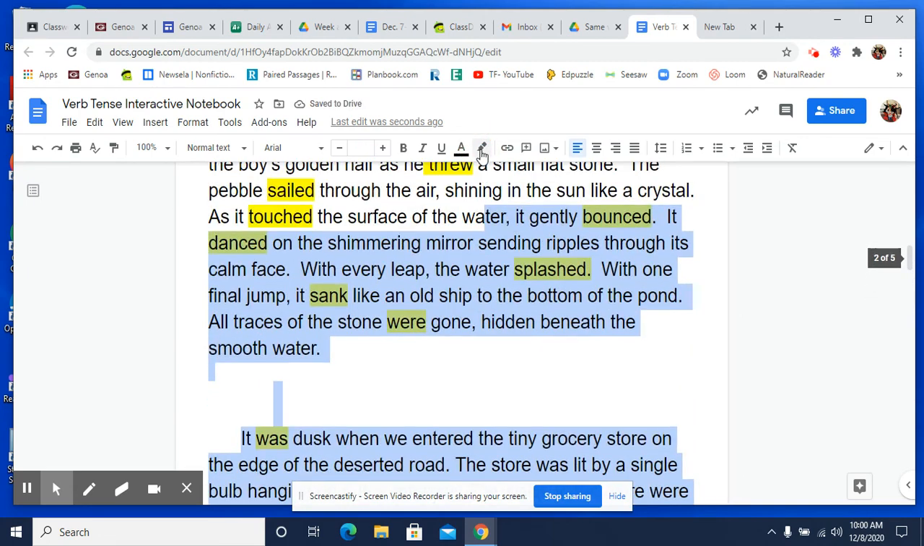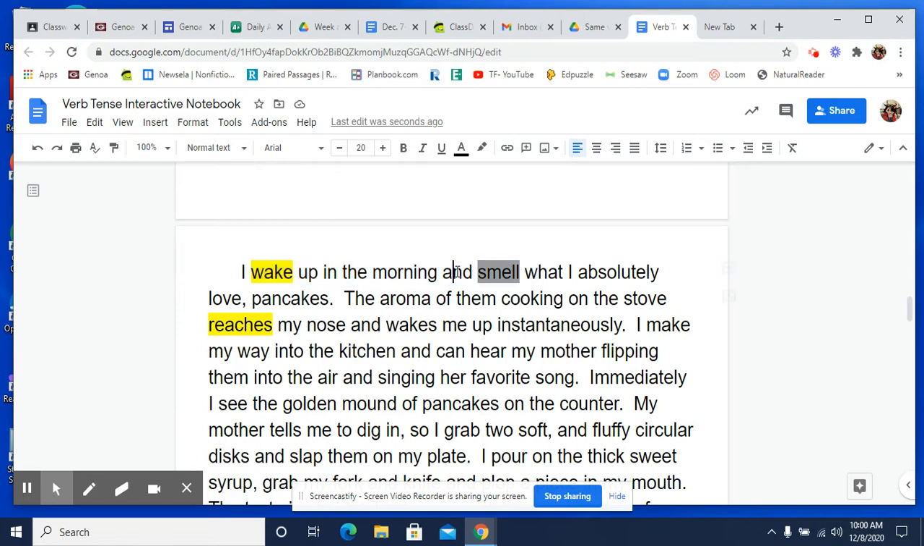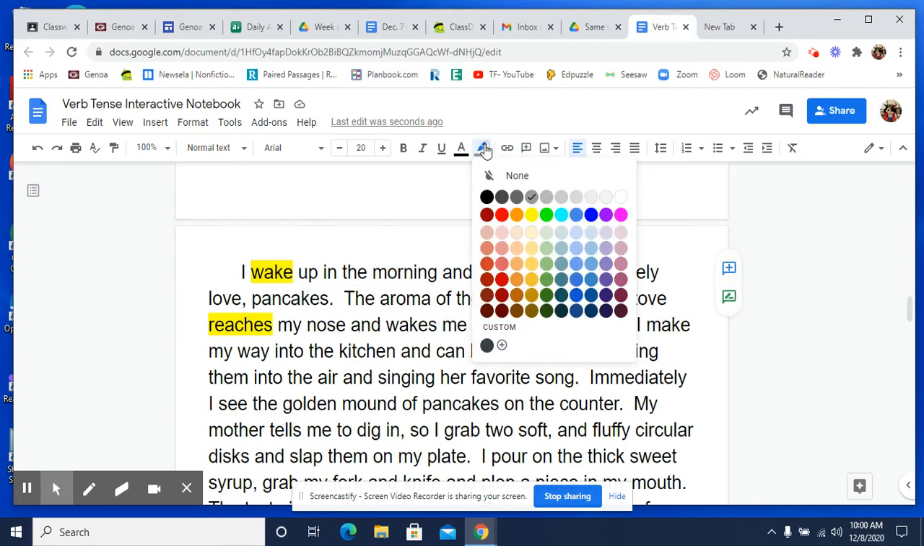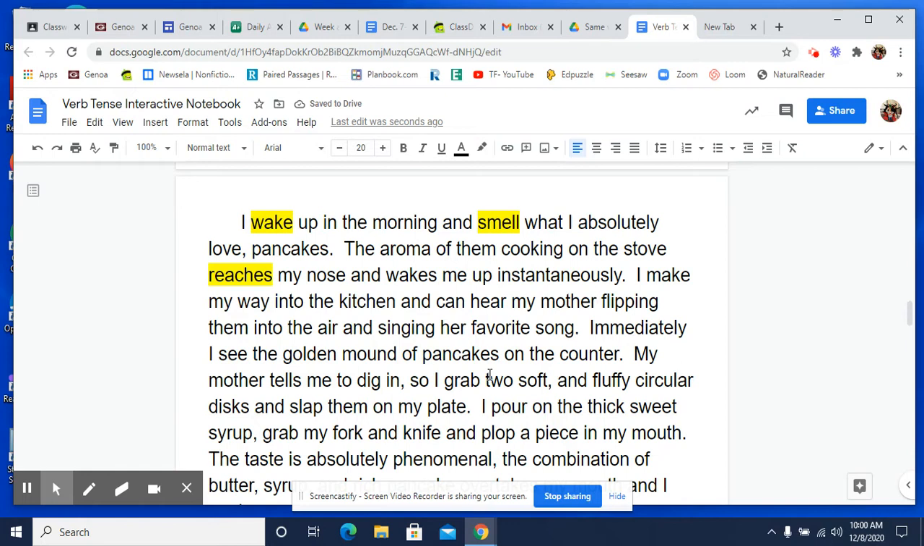Okay. Oh, sorry about that. I don't know why I did that gray instead of yellow. Okay. I think I'm just going to point them out to you instead, because it takes too long. So on the stove, it reaches my nose and wakes, present tense, me up instantaneously.